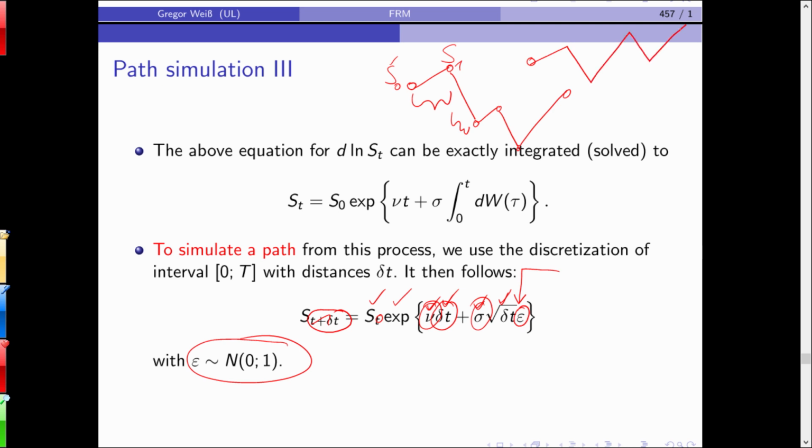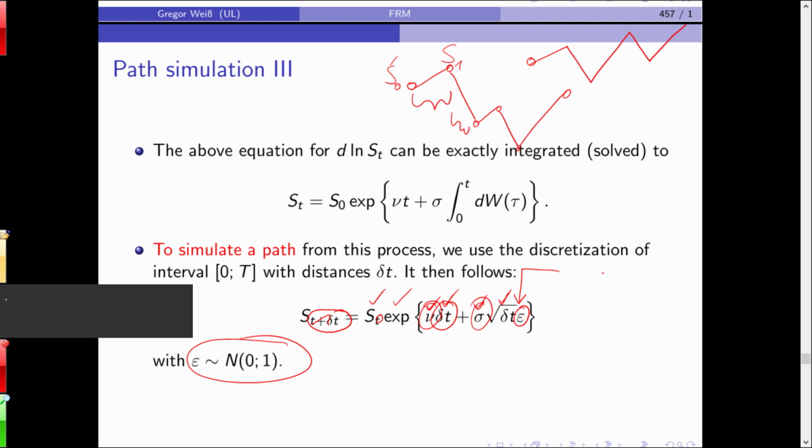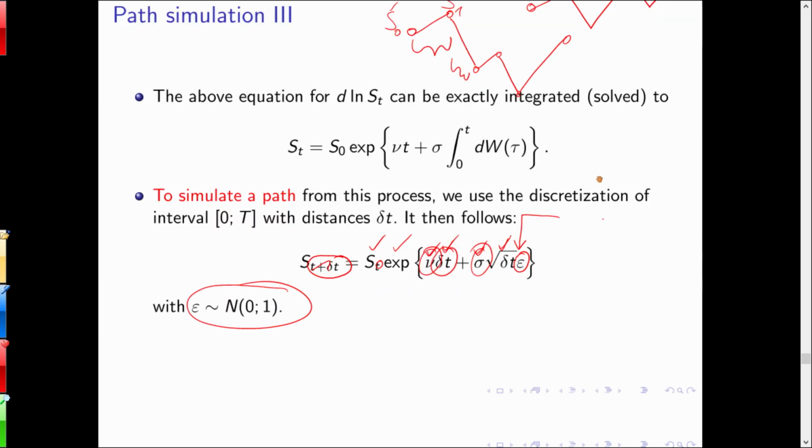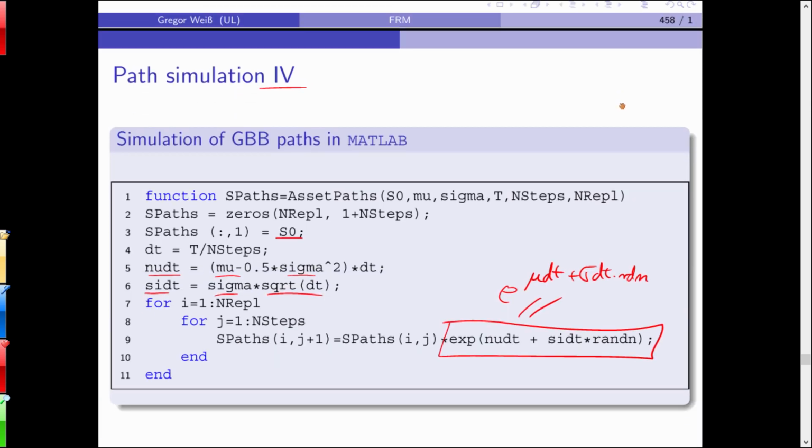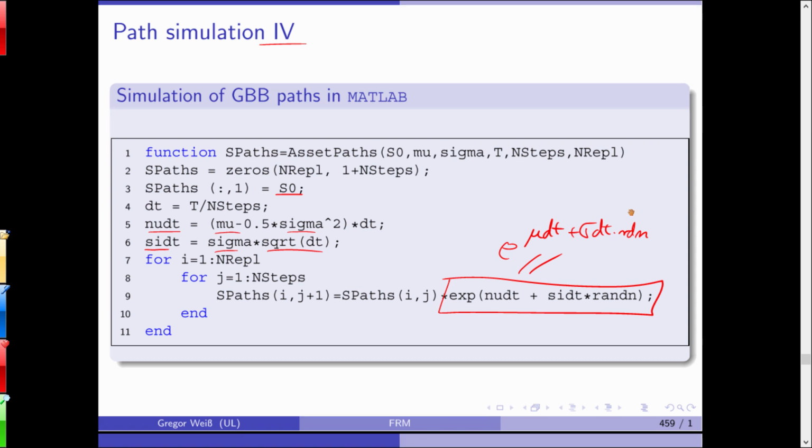And like this. And if you have looked through the slides, this is how it is done in MATLAB. Actually a very simple program. You need to start with one price, S0, and in the example later on we'll start at 50.